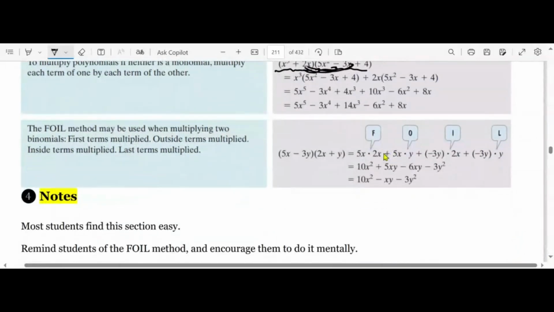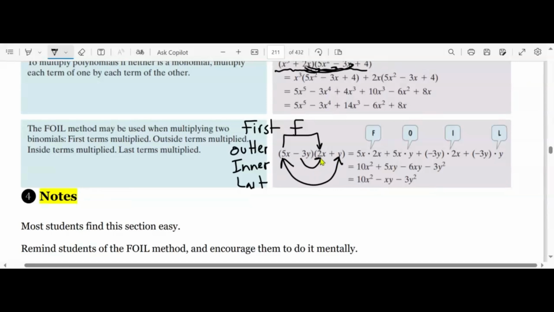Now what about FOIL? What do you mean by FOIL, teacher? FOIL means first, outer, inner, and then last. So what is the first? That's first. What is the outer? That's outer. What's inner? Okay. What is last? Is this clear?